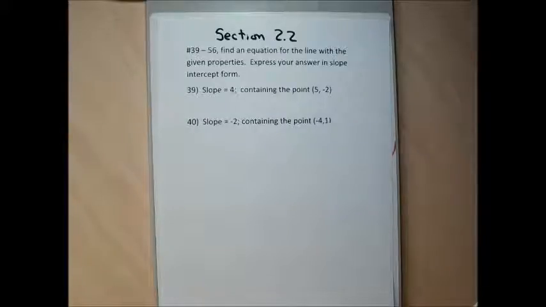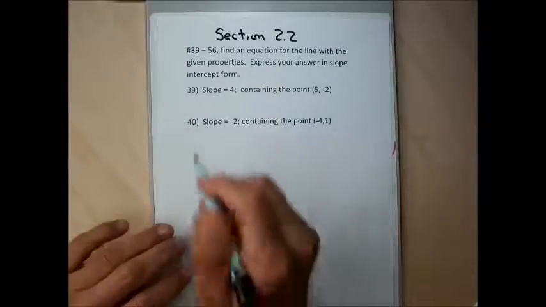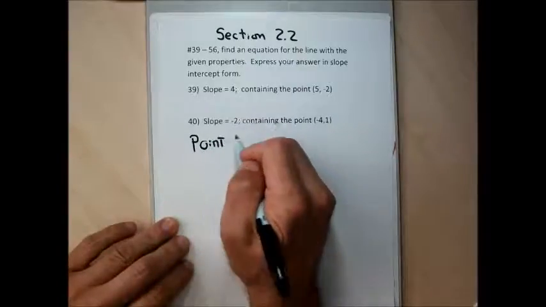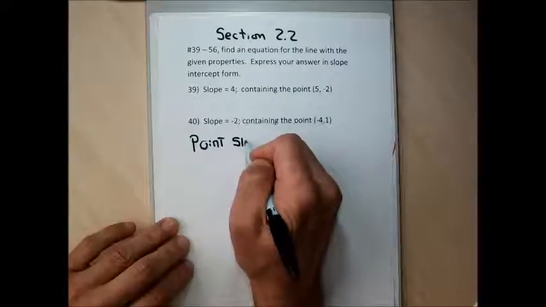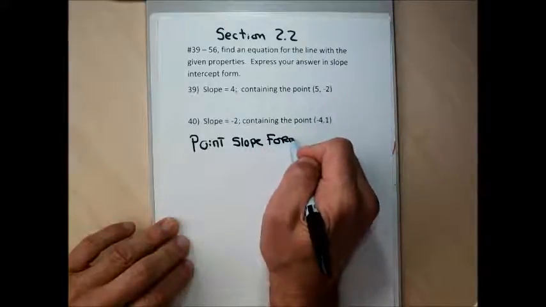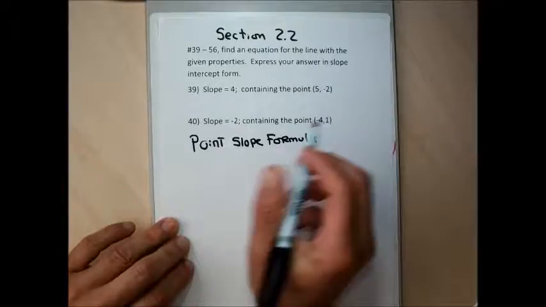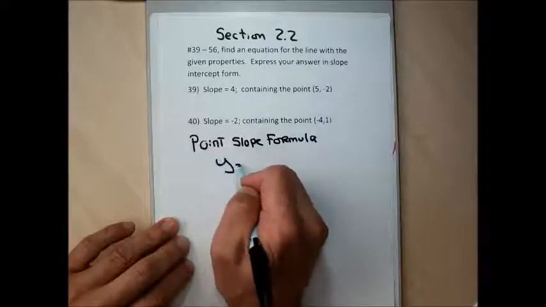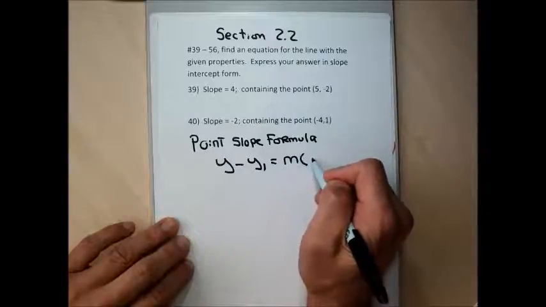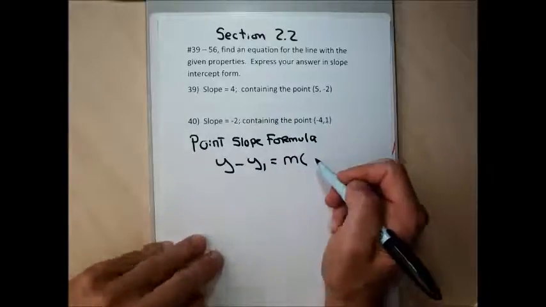And to find an equation for a line, I'm going to use the point-slope formula for each of the problems between 39 and 56. Using the point-slope formula just seems to make sense unless it's a special line. And the point-slope formula is y minus y1 equals m times x minus x1. Not sure what's getting on my paper here.